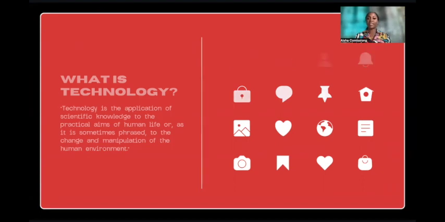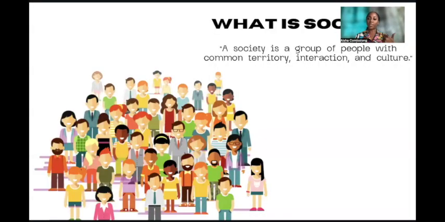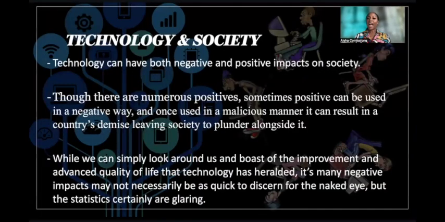Society, on the other hand, is defined as a group of people with common territory, interaction, and culture. Now, as it relates to society, technology can have both negative and positive impacts. One of the most obvious positives is that information can be broadcasted globally through various communication channels within seconds. However, sometimes a positive can be used in a negative way, and once used in a malicious manner, it can result in a country's demise, leaving society to plunder alongside it.